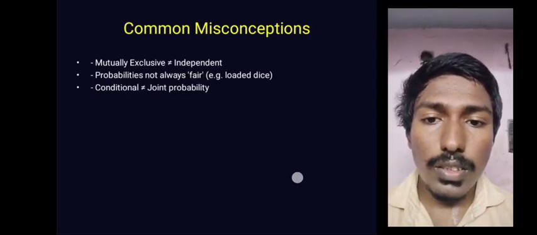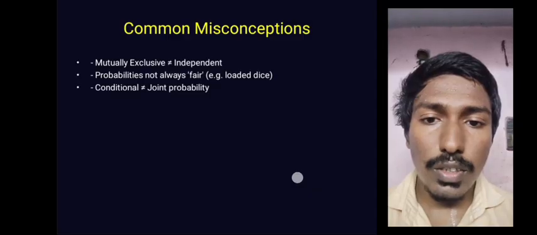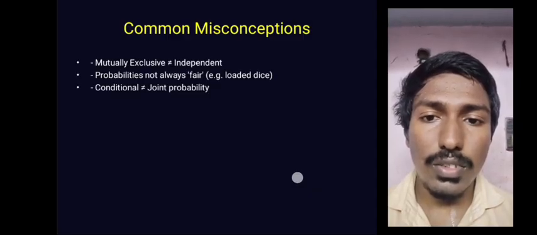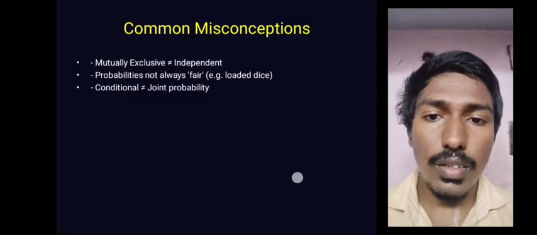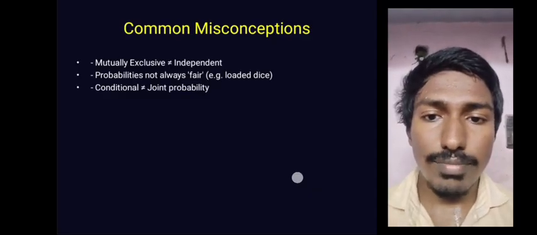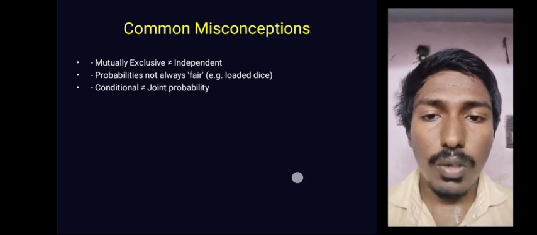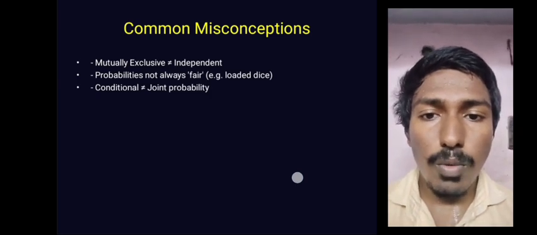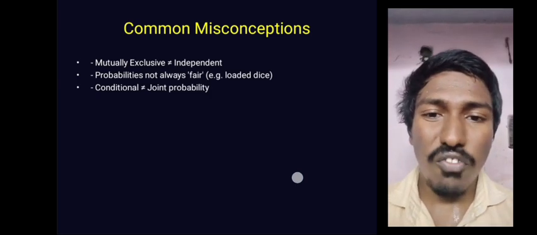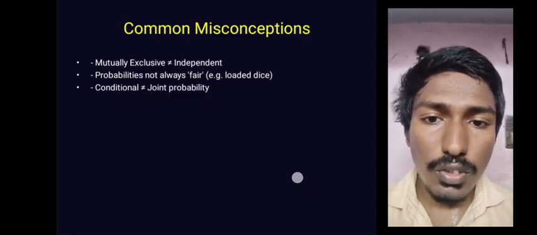Now common misconceptions. Many people think mutually exclusive equals independent, thinking that mutually exclusive means events do not occur together. That is not the same as independent; they are different. Conditional probability is also not equal to joint probability.